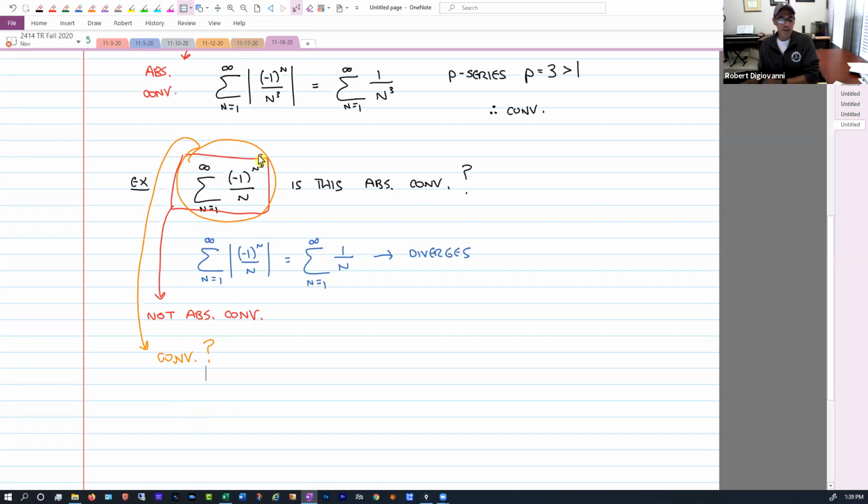So I just gave you an example of a series that is convergent because of the alternating series test. So I just gave you an example of a series that is convergent but is not absolutely convergent. Y'all see that?